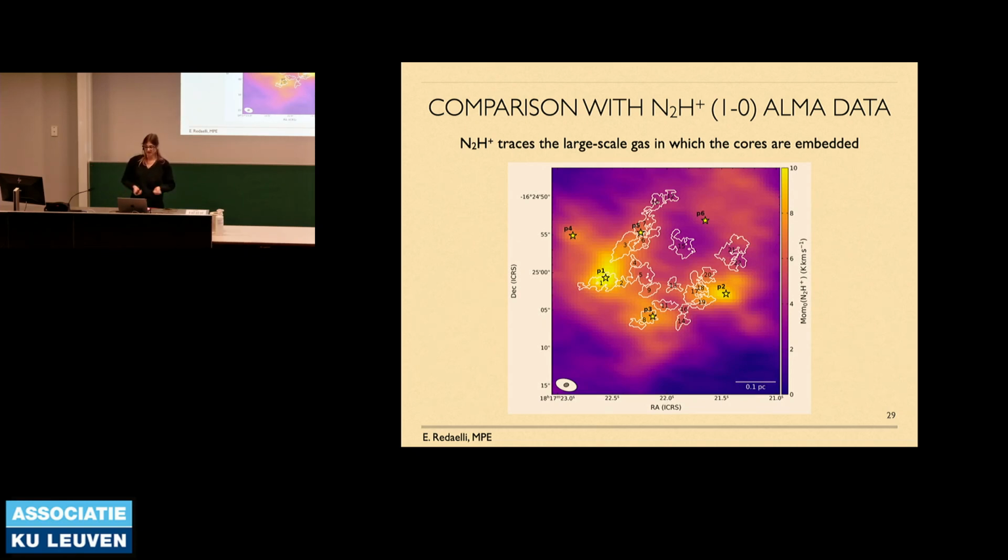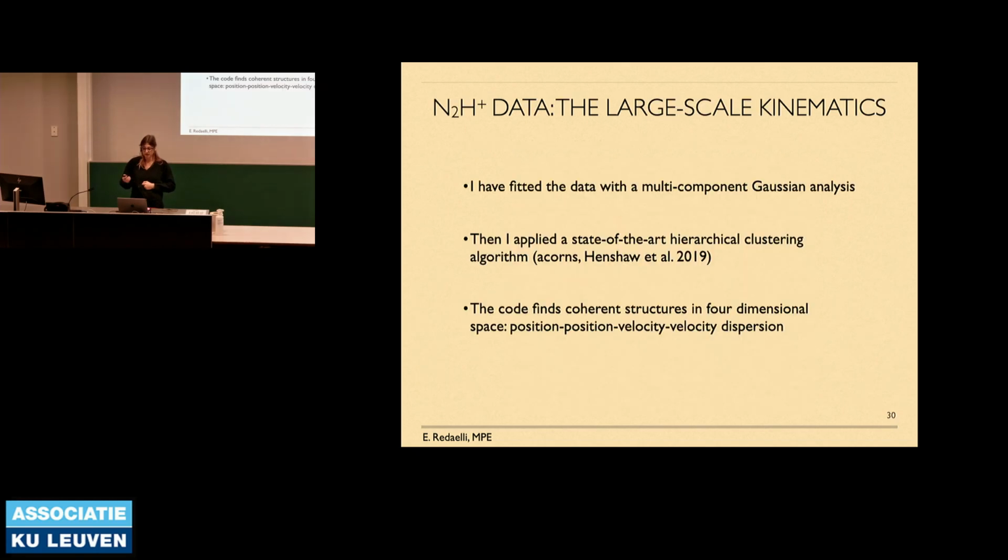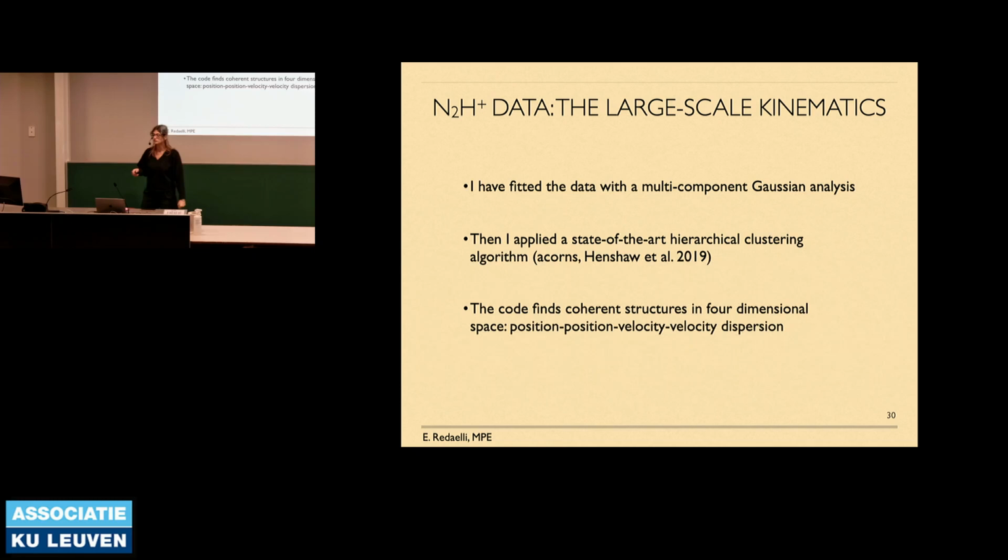And what we did basically is that, first of all, we fitted this transition using a multi-Gaussian approach, because unfortunately, along the line of sight you have multiple velocity components, so you have to perform pixel per pixel component analysis to fit the spectra. And then the results of this fit were given as an input to a hierarchical clustering code.